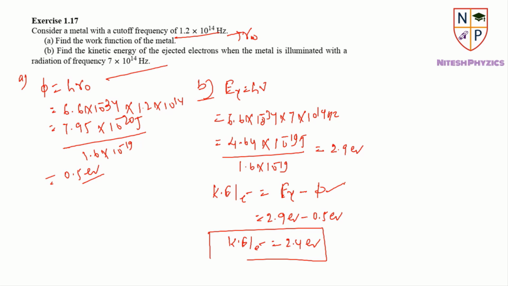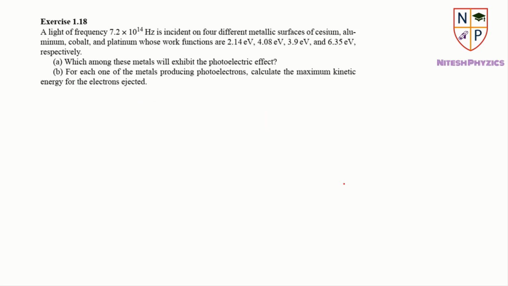Okay. So now moving towards next question. A light of frequency 7.2 into 10 power 14 hertz is incident on 4 different metallic surfaces. The first is cesium, then aluminum, then cobalt, and then platinum, with different work functions 2.14 electron volt, 4.08 electron volt, 3.9 electron volt, and 6.35 electron volt, respectively. Now, which among these metals will exhibit the photoelectric effect? And the second question, for each one of the metals producing photoelectrons, calculate the maximum kinetic energy of the electron ejected.